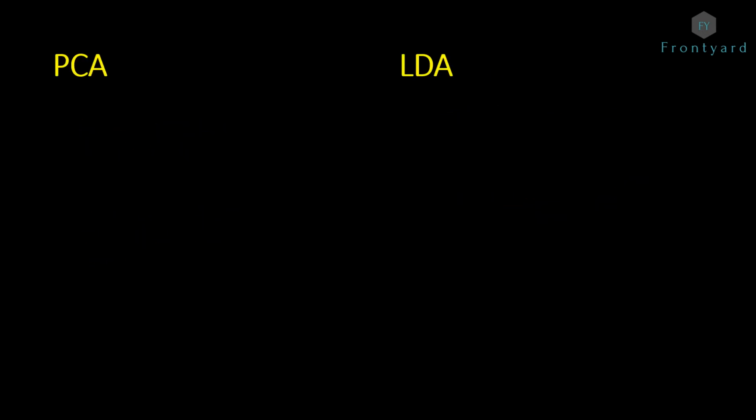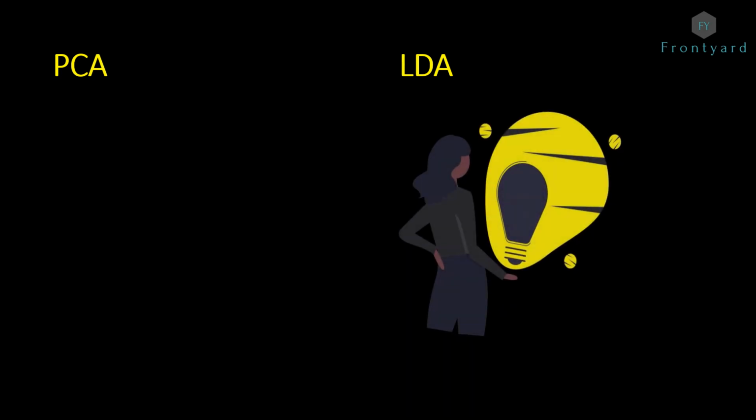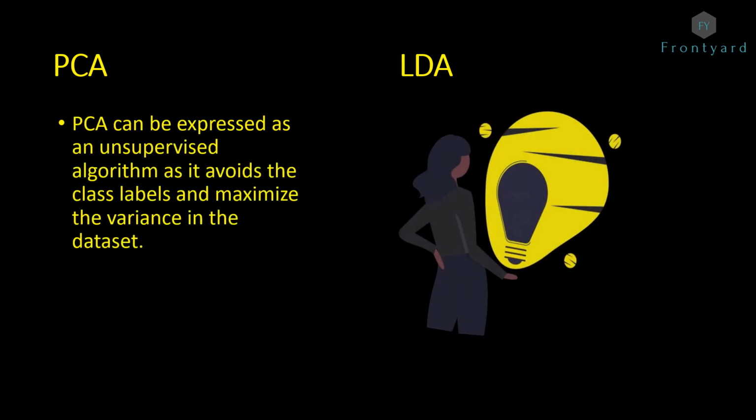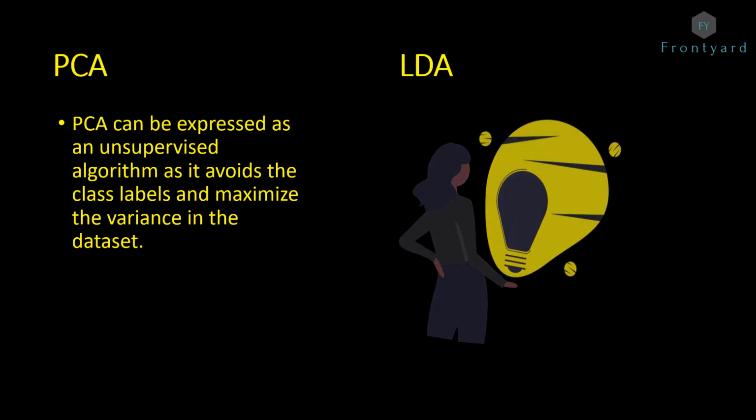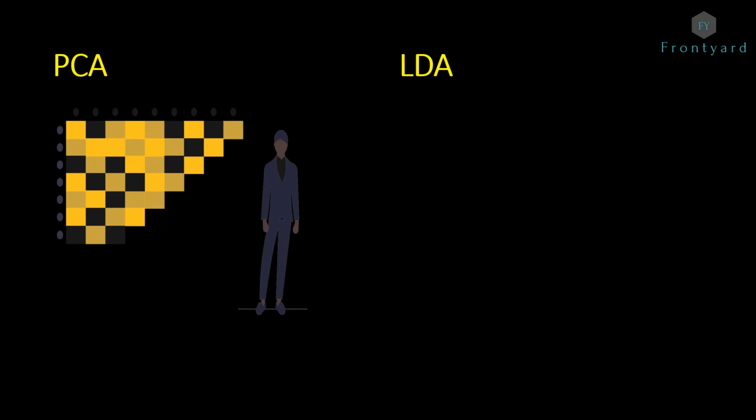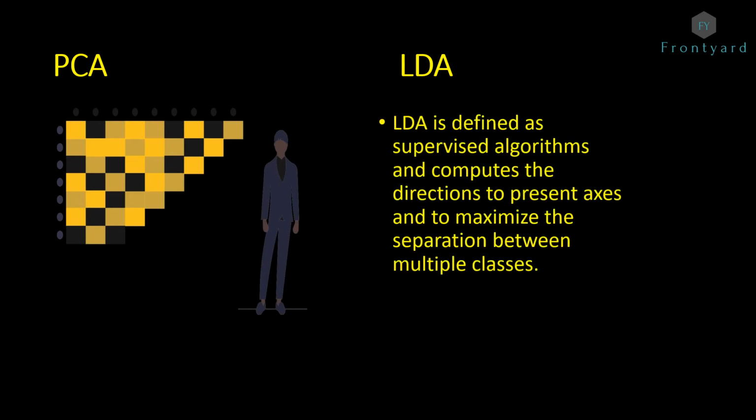The other important difference is that PCA can be expressed as an unsupervised algorithm since it avoids the class labels and focuses on finding the directions. Directions here means the principal components to maximize the variance in the dataset. In contrast to this, LDA is defined as a supervised algorithm and computes the directions to present the axis and to maximize the separation between the multiple classes. And it also considers the class labels.